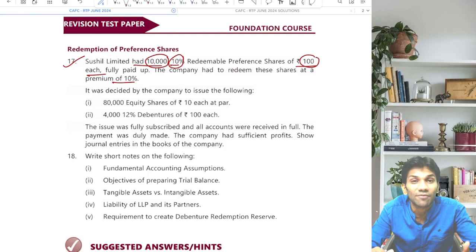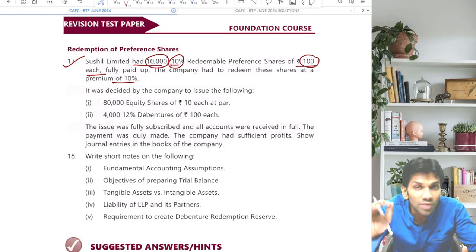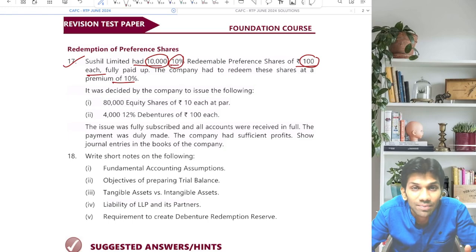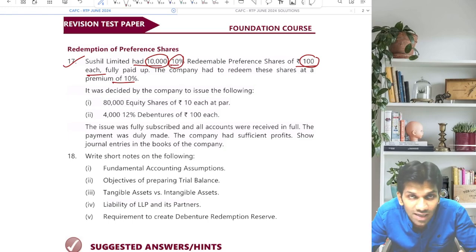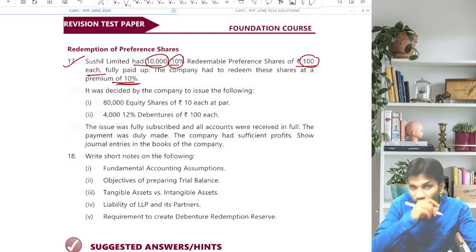What is the entry? Preference share final call account debit to preference share capital. And then bank account debit to preference share final call. This has to be done only when the preference shares are partly paid up. In this sum, there is no need to do the same. Now, redemption, check whether redemption is at par or premium. In this sum, redemption is at premium of 10%.